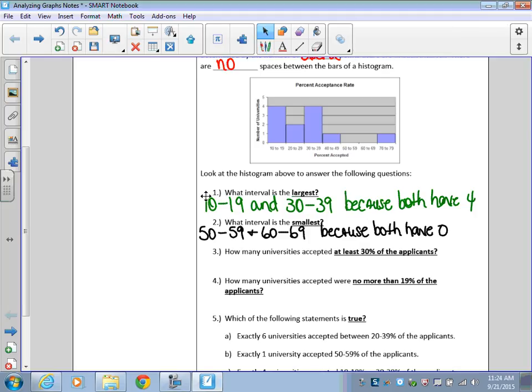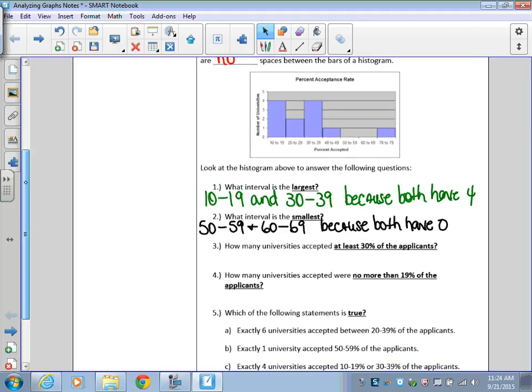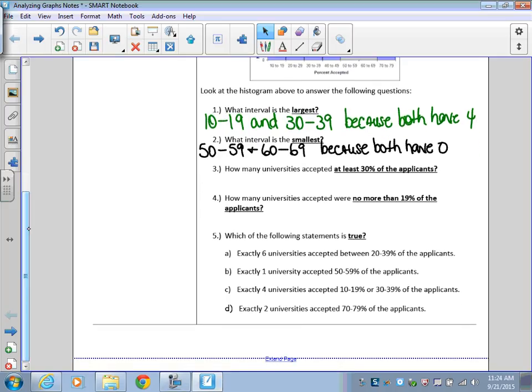Question number 3. How many universities accepted at least 30% of our applicants? You are going to look for at least 30%. And if you look at your blue bars, that means that you're going to look at least 3 blue bars. The one that stops on the 4, the one that stops on the 1, and then finally the other one that stops on the 1.